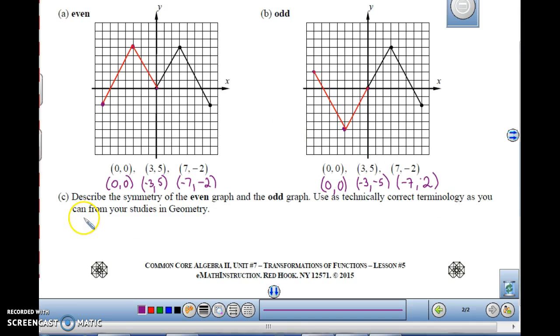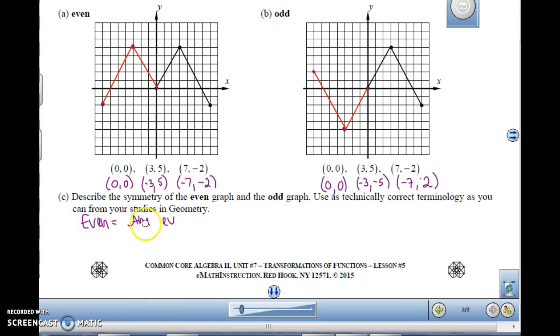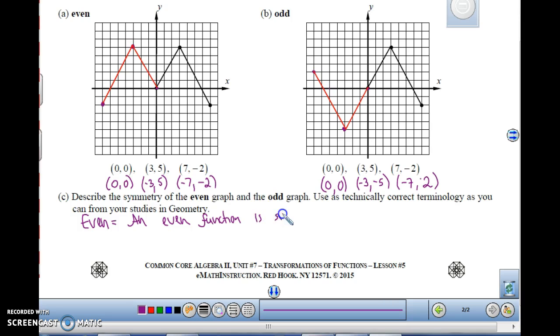All right, for the even graph, when you do an even function, it is symmetric around what line? It's symmetric about the y-axis. So if I fold it here on the y-axis, if this is an even function, we know where the points are going to end up.